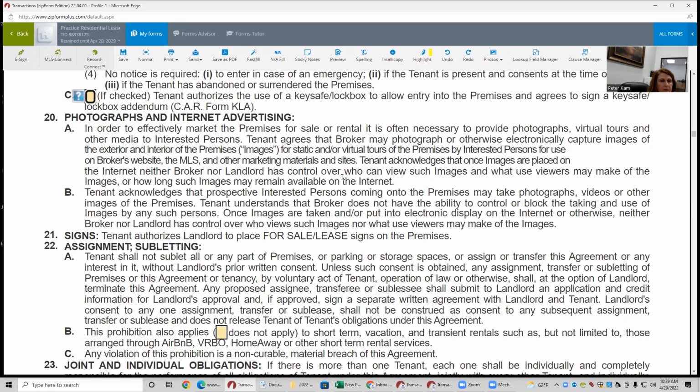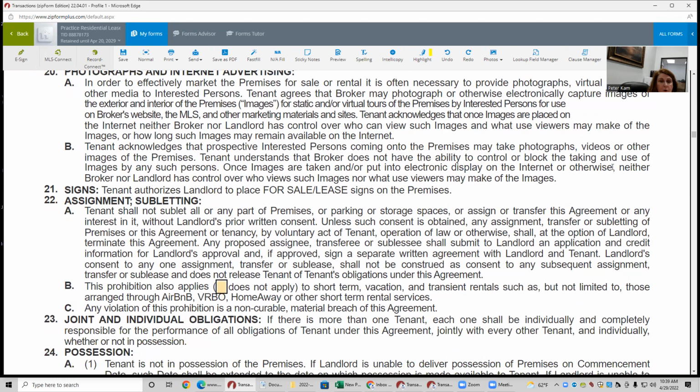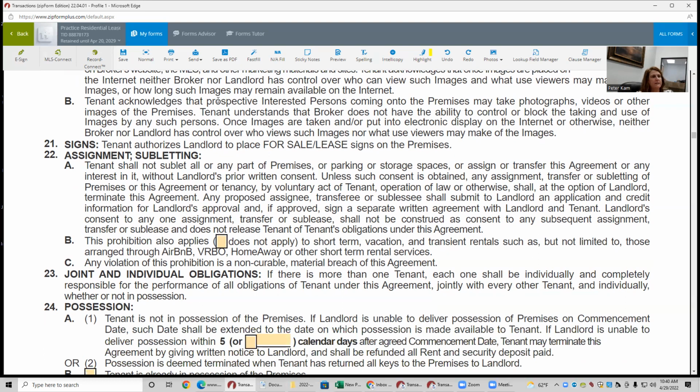MLS and place them. Okay, so the tenant also acknowledges that prospective interested persons coming into the premises may take photos or anything like that of the premises. We do not have the ability to control or block the taking or use of images by such persons. So when they're put out on electronic display on the internet or otherwise, the broker or the landlord, we can't control that. You'll see them sitting sometimes on websites online for, I don't know, 3 to 6 months later. Okay, so that's an important paragraph that explains that to the tenant.